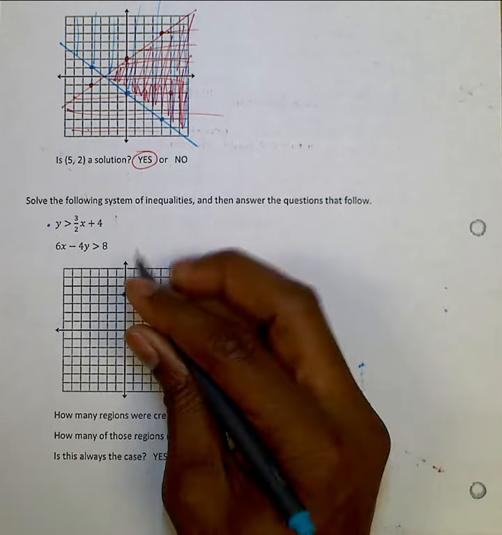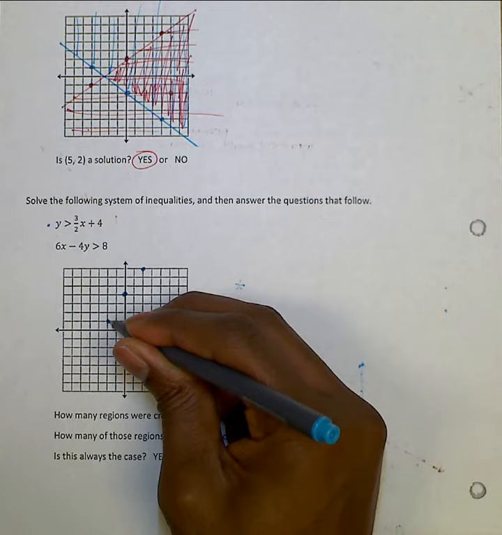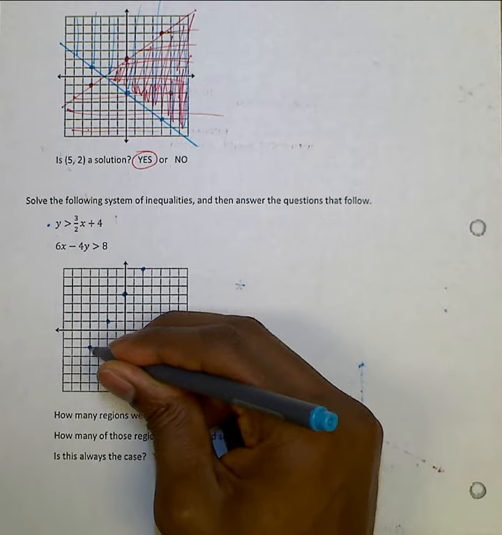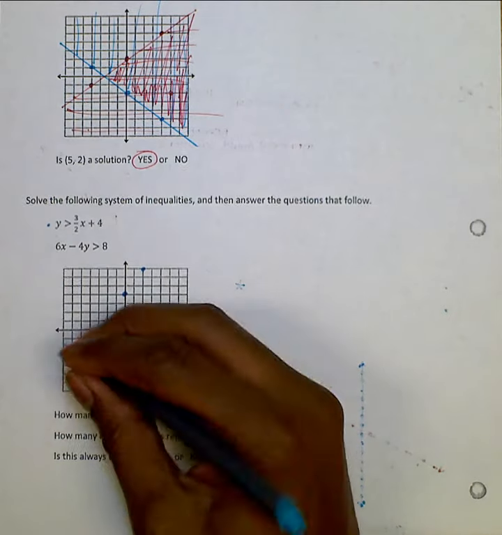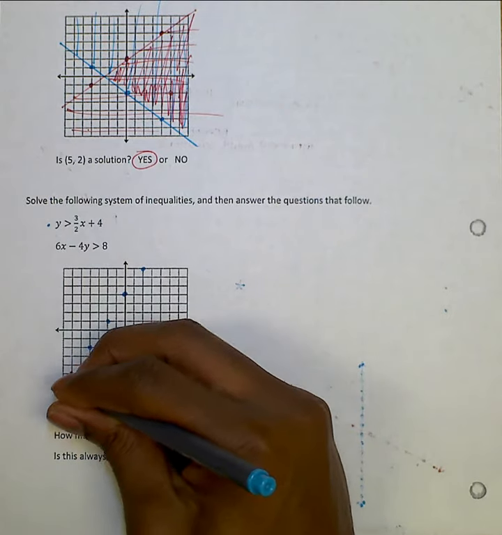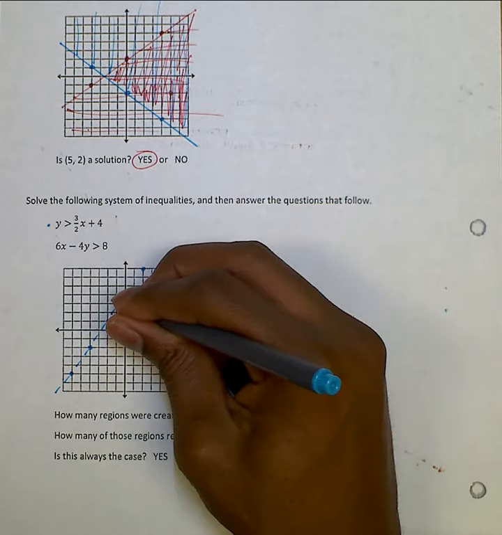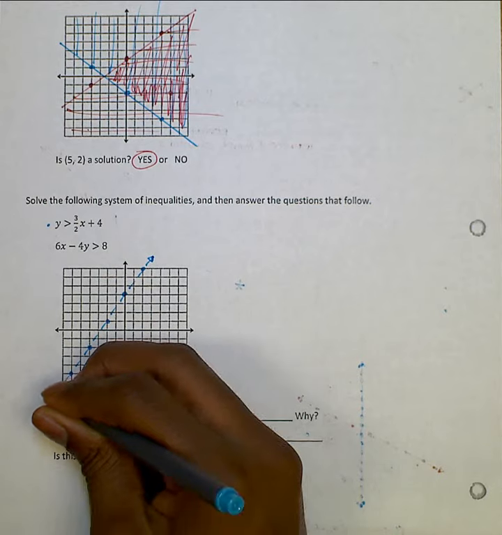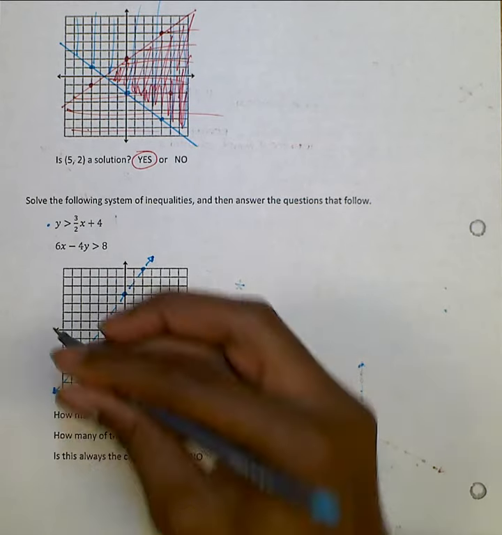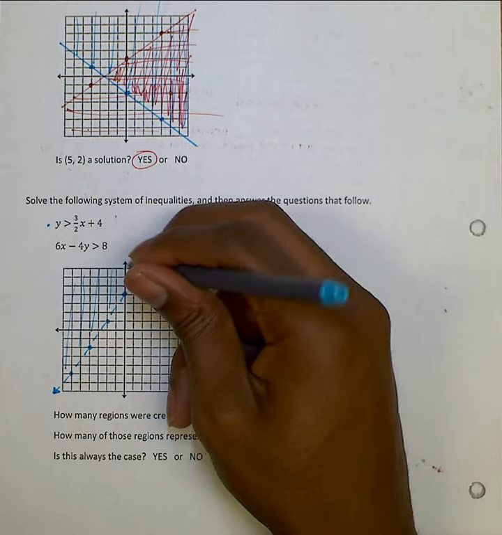Slope is 3/2, so up 3 over 2, or down 3 left 2. It is greater than, so it is a dotted line, because it's not or equal to. So dotted line all the way through there. Great. And it's greater than, so we're shading above the line. I don't want to forget to shade twice in a row.